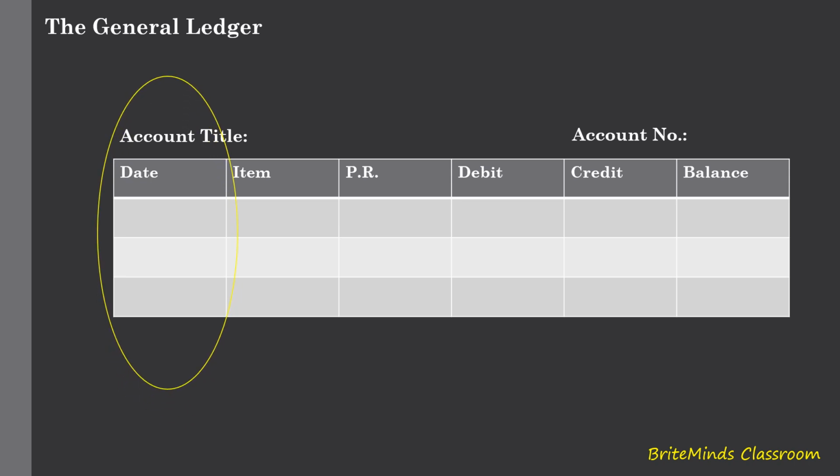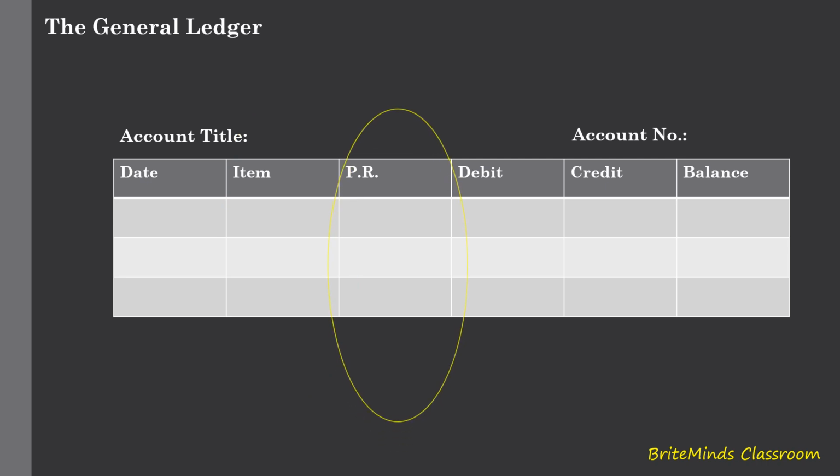And then next is the date column. The date column of the general ledger identifies when the transaction happens. And also take note, students, that the date should be in chronological order. Then next is the item. The item represents the nature of the transactions, for example, the owner purchased the equipment on cash basis or on credit basis.